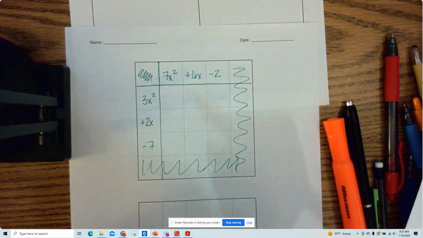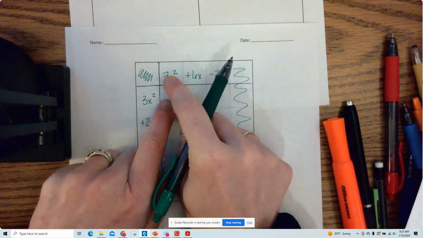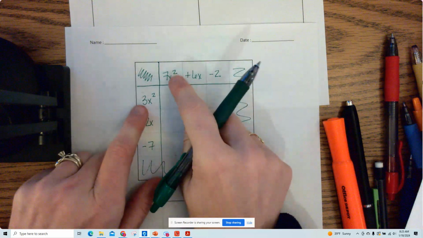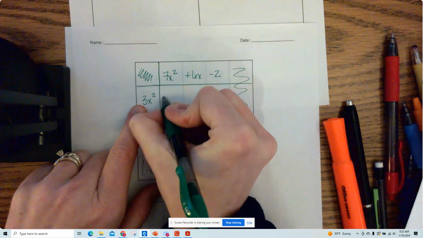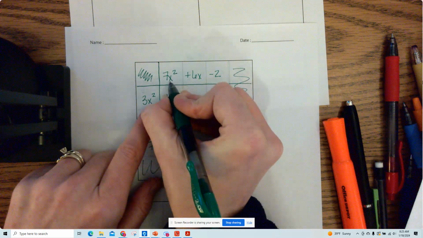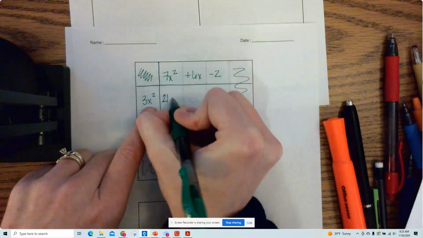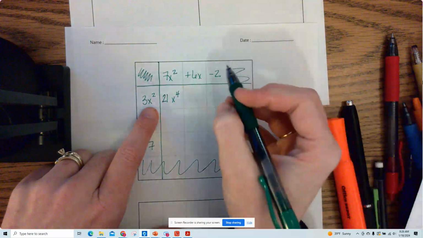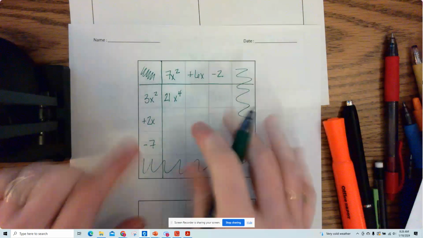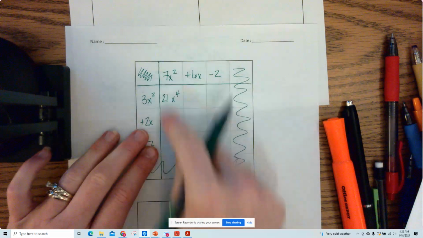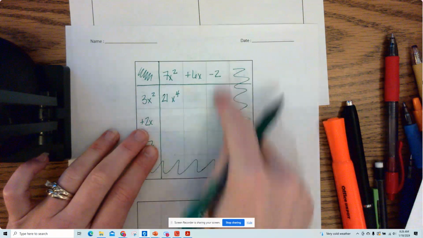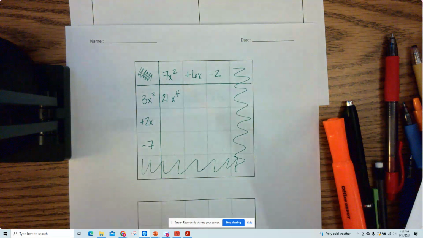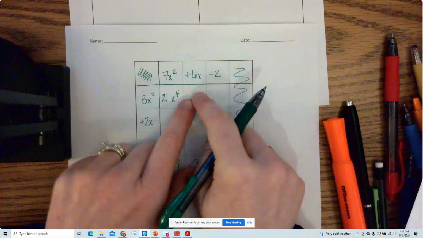Okay, a lot of pieces here. So this box, 7x squared times 3x squared. Numbers first. 3 times 7 is 21. What did we say x squared times x squared was? X to the 4th. I will write those up on the board too. And it doesn't matter what pattern you follow. So if you want to do all of these, do them in columns, fine. If you want to do rows first, order doesn't matter as long as you're getting each box.